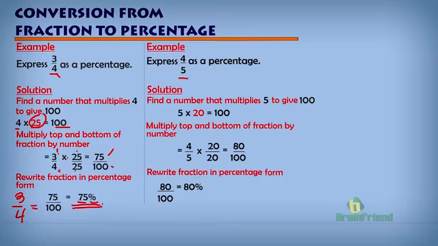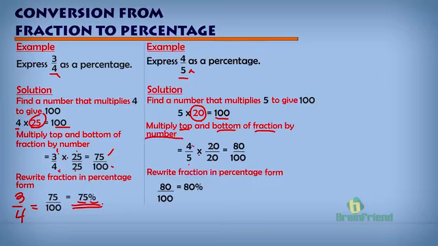Express 4 over 5 as a percentage. Again, following our 3-step rule, first, find a number that when you multiply 5 with that number, it will give you 100. 5 times 20 will give you 100. 20 is the number we are interested in. We multiply both the top and the bottom of our fraction by 20. All right? 4 over 5 times 20 over 20.